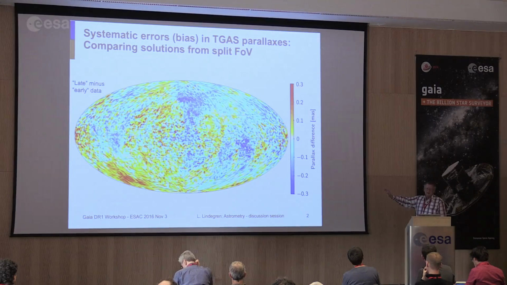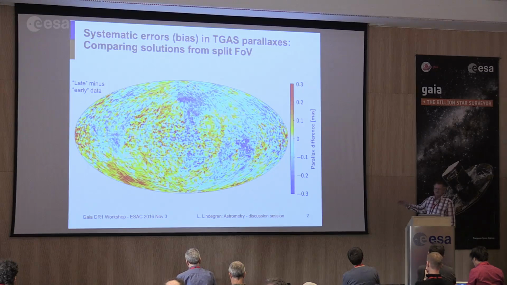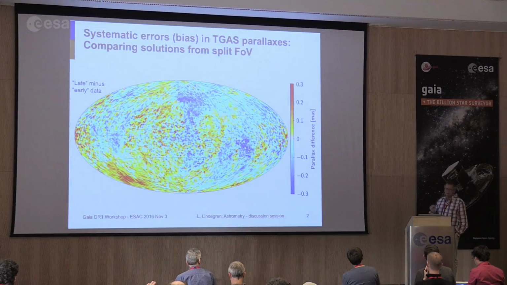So what I'm saying is that in principle, this is already included in the published errors. And therefore, I think it would be wrong to add it on top of it, even this 0.1 milliarcsecond. But it would be even more wrong to add 0.3 milliarcsecond on top of it.